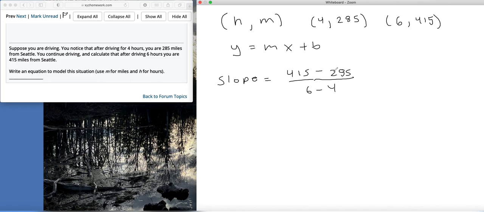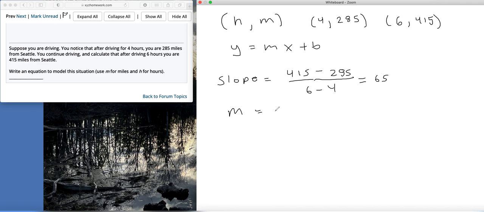So let's see what that comes out to. 415 minus 285 is 130, divided by 2 would be 65. So it looks like our slope, our rate of change, is 65, which makes sense because this would be miles per hour. So that is a reasonable rate to be traveling. And then to find b, it doesn't matter which point, I'll just take this first one. The y in this, which I'll go ahead and rewrite now as m. That's why I wish they had used distance and not miles because it makes it confusing.